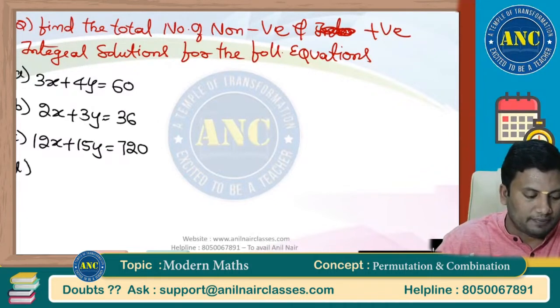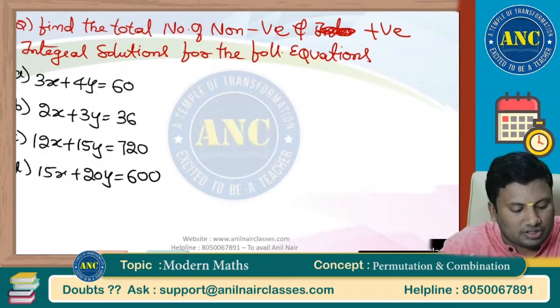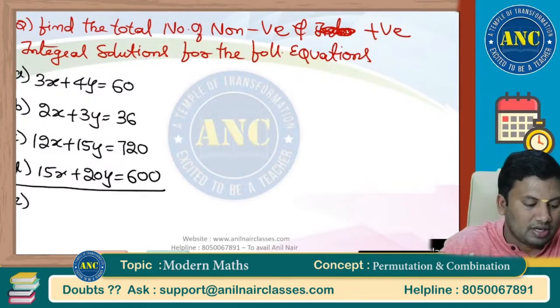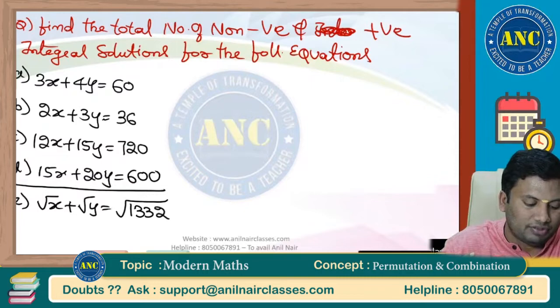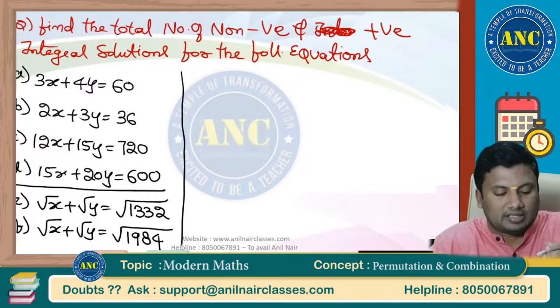Fourth equation, 15x plus 20y equivalent to 600. Keep a slash. Write down the next two questions. E. Root x plus root y equivalent to root of 1332. F. Root x plus root y equivalent to root of 1984. I will tell you why I am keeping a slash.